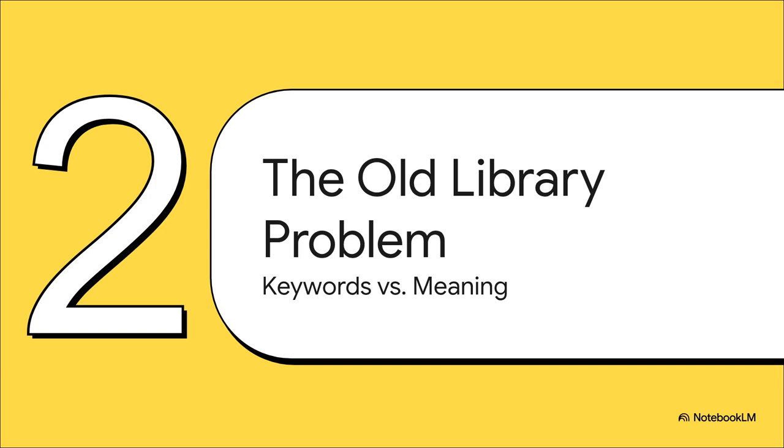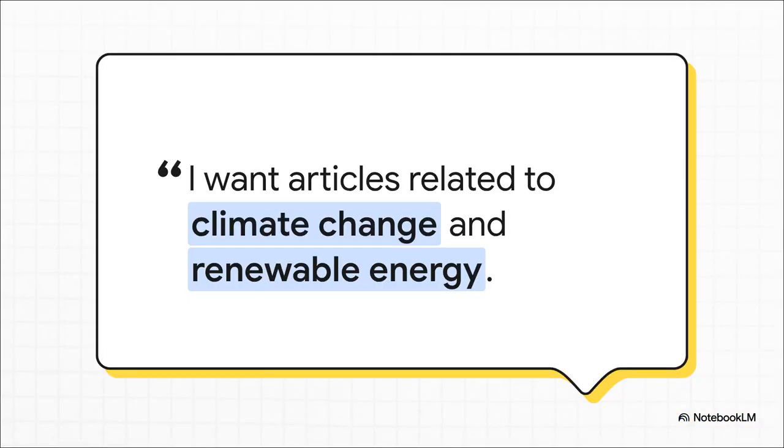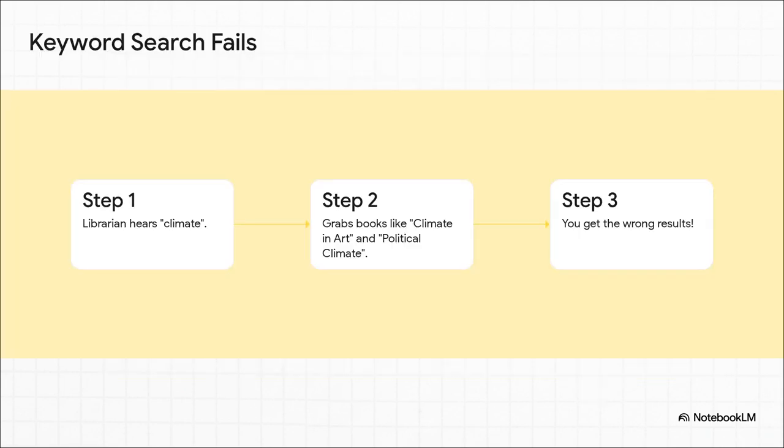Okay, so to really get why this map is so powerful, let's use another analogy. Picture a massive old library. This library has a big problem, what we'll call the old library problem, because it can only understand exact keywords. So you walk up to the librarian with a really specific request. You're not just looking for any book with the word climate in it, right? You're looking for a very specific concept that connects a couple of different ideas. And you can probably guess what happens next.